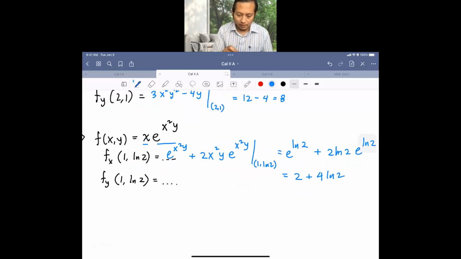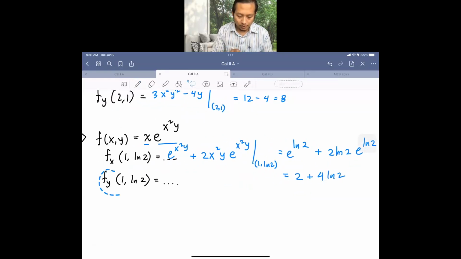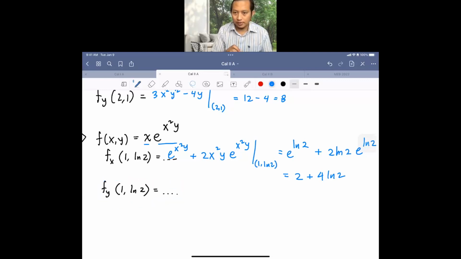Okay. Now the second one, the partial y, yeah, it's just 2. Yeah, correct, Rian. So we can write, we just differentiate e, right? So we'll have the x cubed e to the x squared y, and at the point 1, ln2, this will be equal to e to the ln2, or 3.